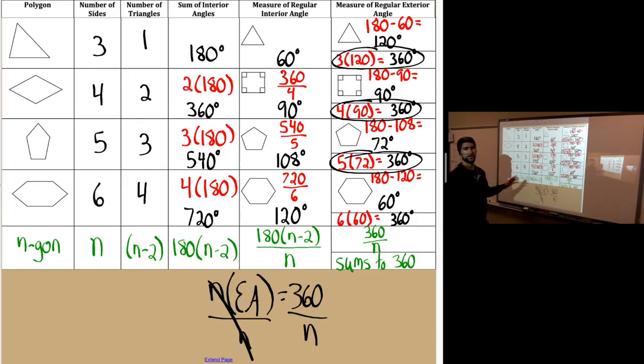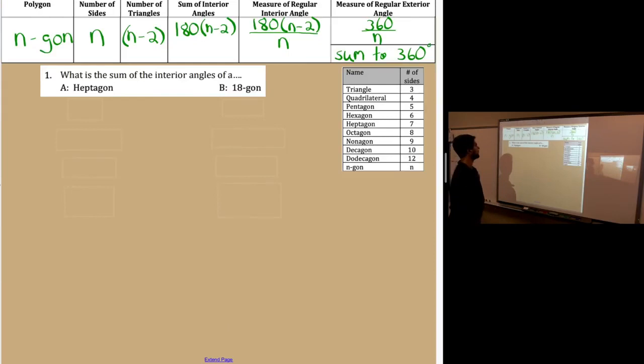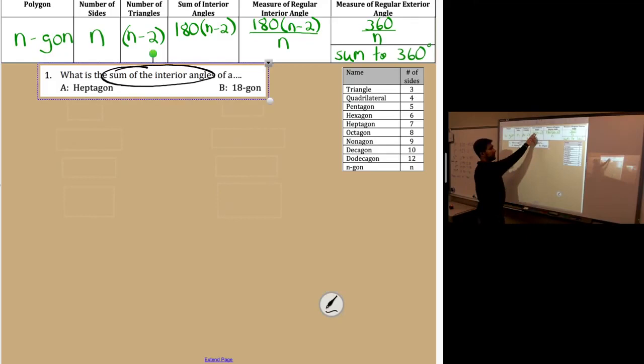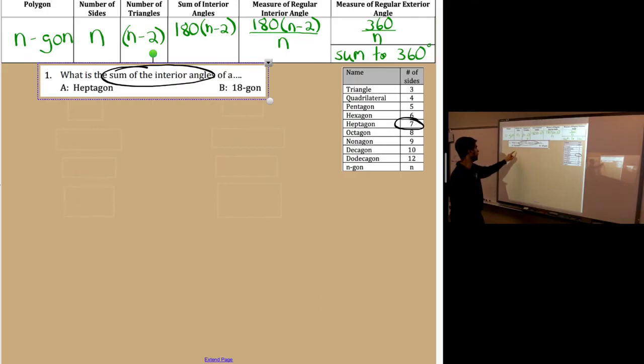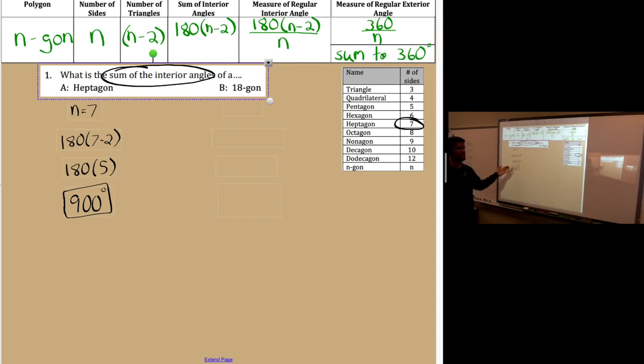On number one, it says, what is the sum of the interior angles of a heptagon? So, sum of the interior angles right here, 180 times n minus 2. And we also see the heptagon. Well, a heptagon is what? It's a figure with 7 sides. Therefore, I know n is equal to 7. I'm going to use this equation, sum of interior angles, and plug 7 in for n. So I'm going to get 180 times 7 minus 2. 7 minus 2 is 5, and then 180 times 5 is 900. So the sum of the interior angles of a heptagon is 900 degrees.